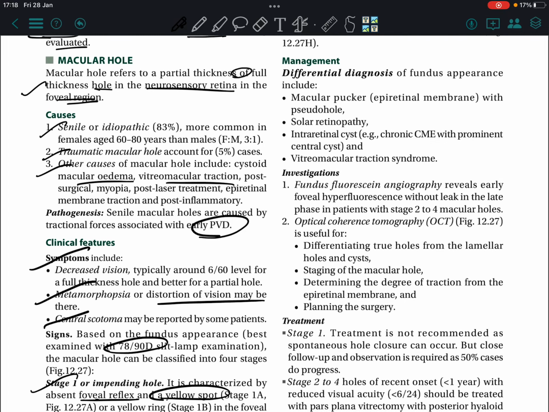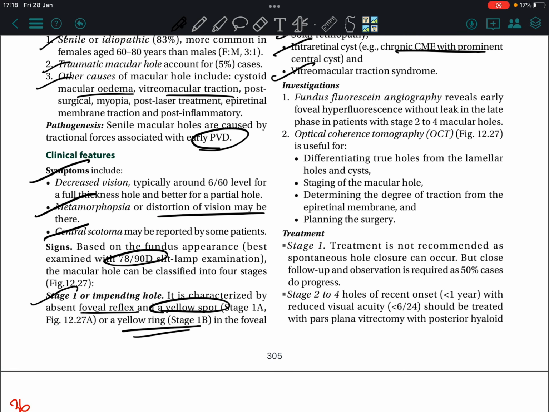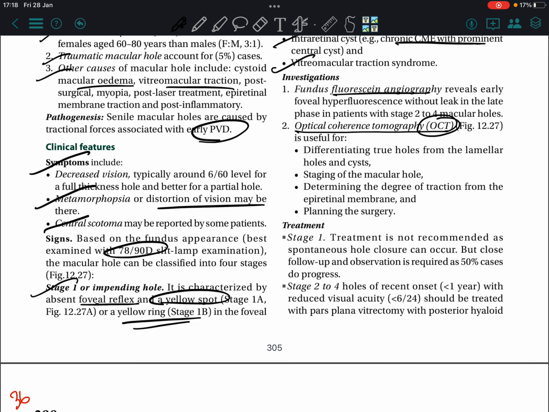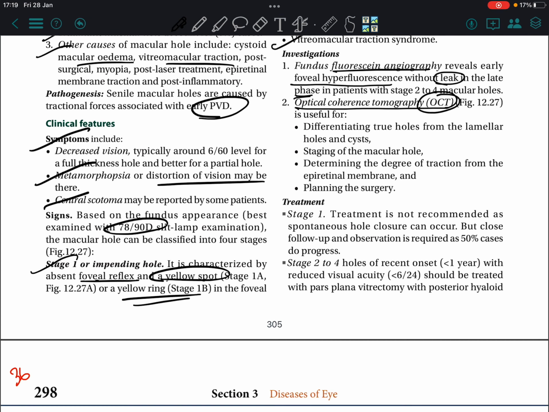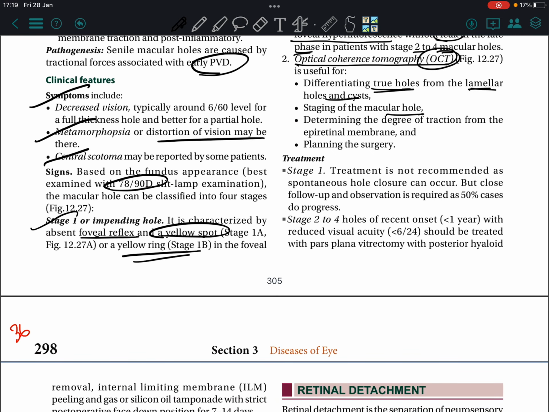Differential diagnosis: macular pucker, solar retinopathy, intraretinal cyst, vitreomacular traction syndrome. Investigation: fundus fluorescein angiography, optical coherence tomography. Fluorescein angiography reveals foveal hyperfluorescence without leak in late phase in patients with stage 2 or stage 4. OCT is for differentiating true holes from lamellar holes and cysts, staging of macular hole, planning the surgery, and determining the degree of traction from epiretinal membrane.